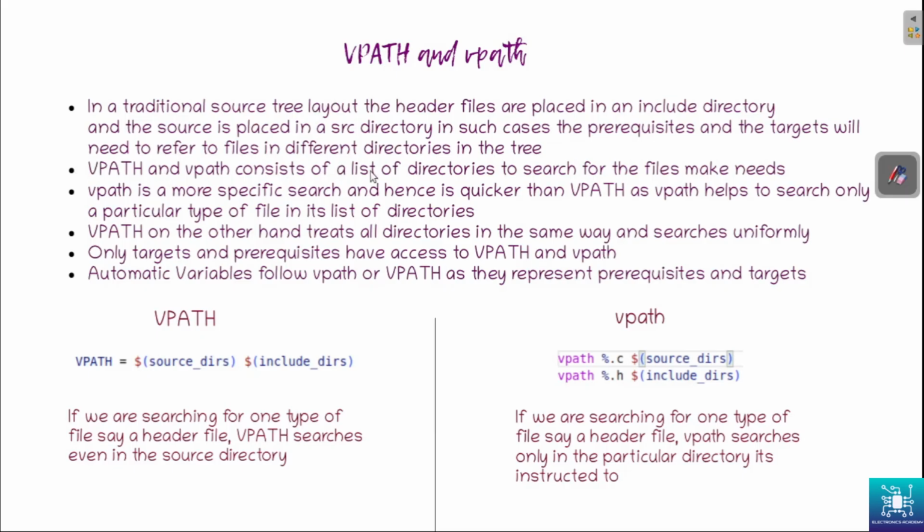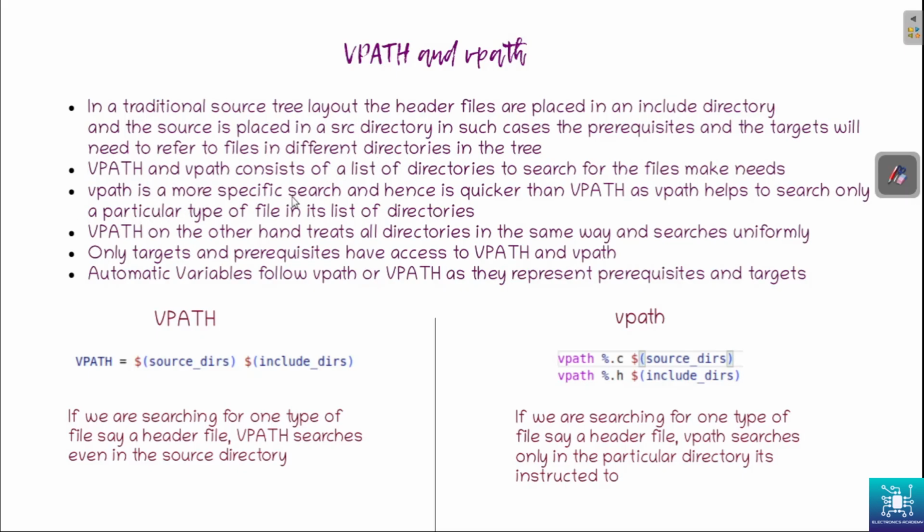Now, VPATH and vpath consist of a list of directories to search for the files make needs. Capital VPATH is for the files make needs, and small vpath is a more specific search, and hence it's quicker than VPATH, as vpath helps to search only a particular type of file in the list of directories. So if you declare capital VPATH, then it will search for that particular file through all directories. If you are searching for a header file, it will search in the source directory also, irrespective of whether it's a header file or a source file. It will traverse the whole tree.